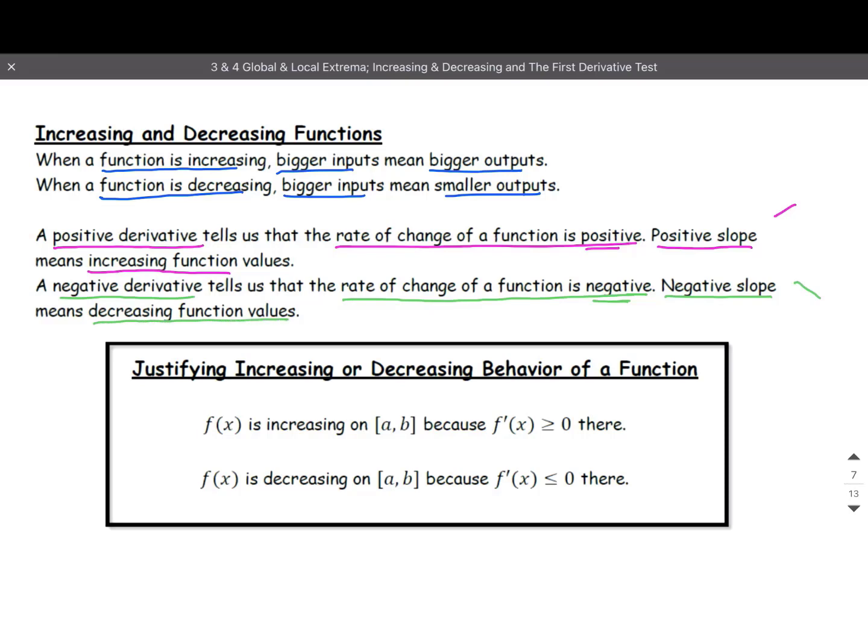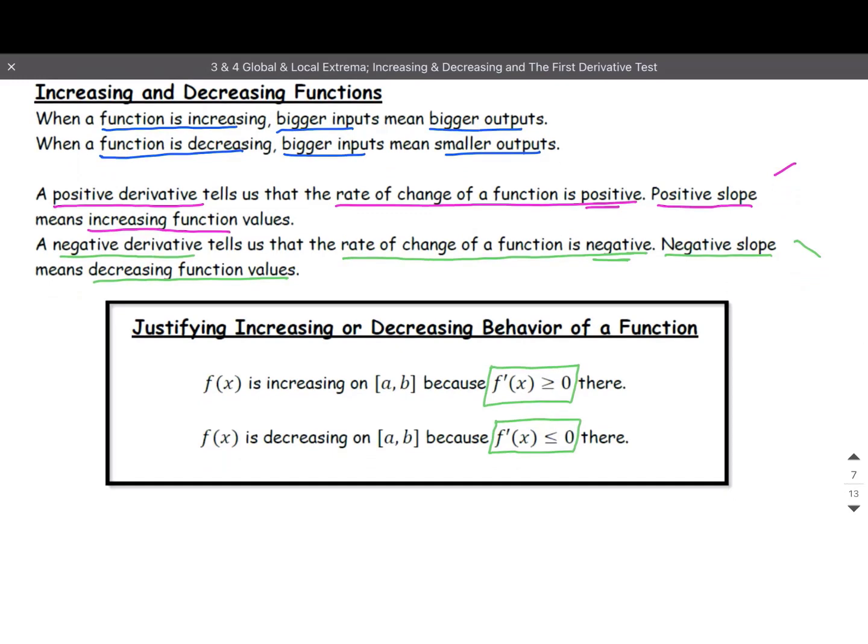So it's very important to note here, when you are justifying increasing or decreasing behavior of a function, we say that f of x is increasing on a closed interval because f prime of x is greater than or equal to 0 there. Okay, don't forget the or equal to. f of x is decreasing on the closed interval a to b because f prime of x is less than or equal to 0. So it's not just when the derivative is positive or negative.